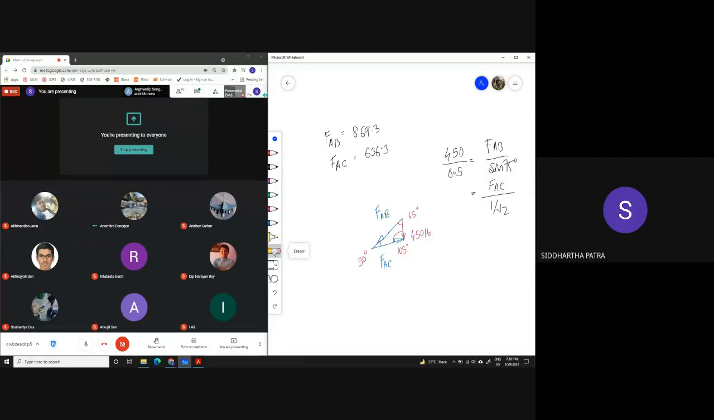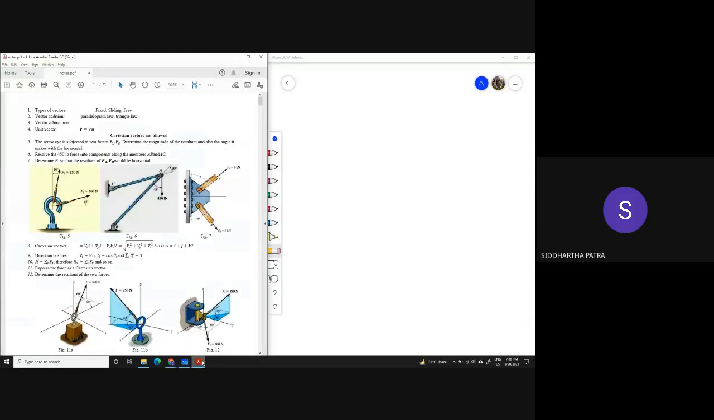So let's move on to the third problem. So in the first problem, there were two unknowns. One was the value of the resultant, the other one being the angle that it makes with the horizontal. In the second problem, the two unknowns were the values of the two components. Okay, so now we have question number 3, figure number 7.